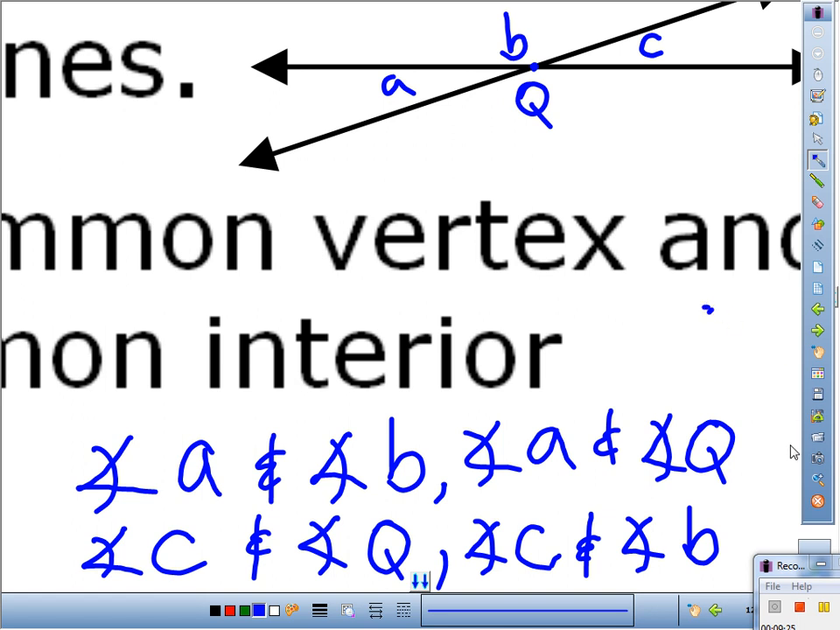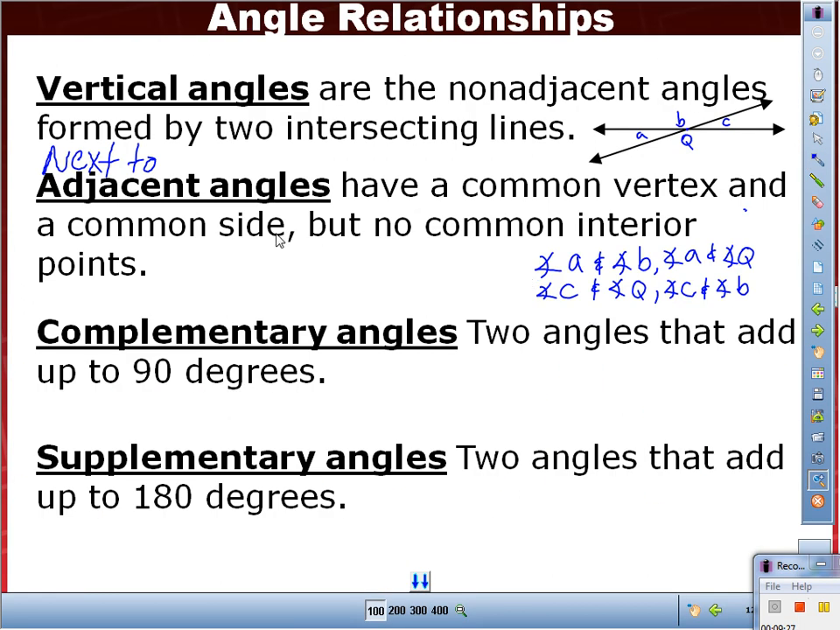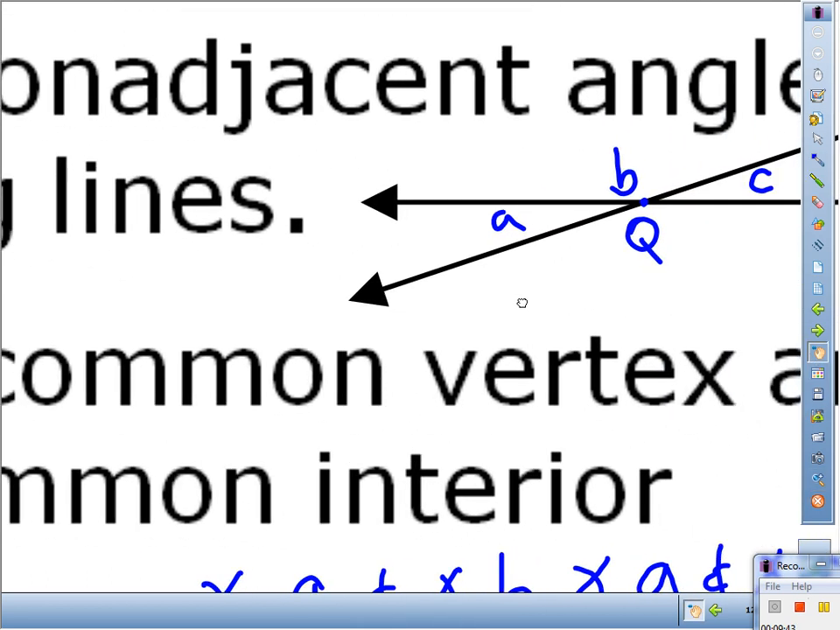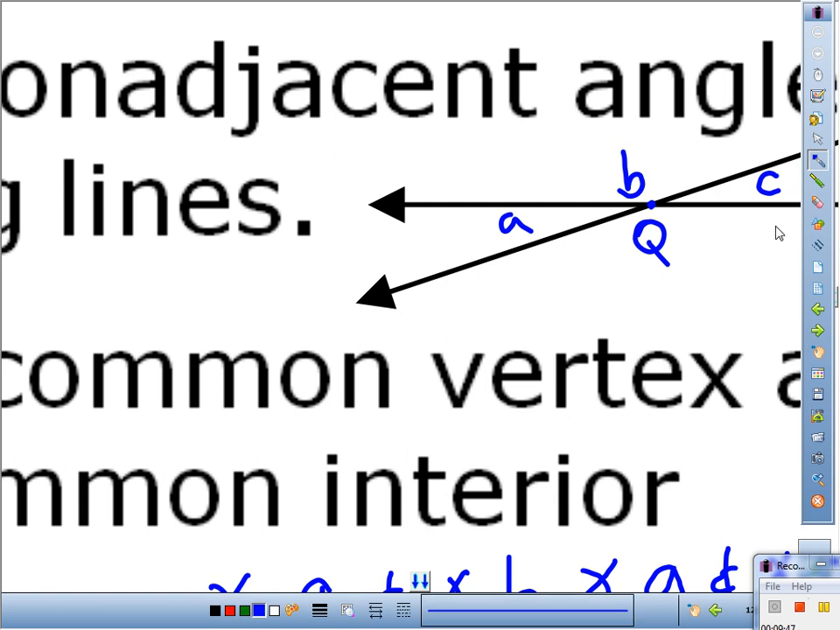Okay. Next. So we're done with adjacent angles. Now I'm going to vertical angles. Vertical angles are non-adjacent. All right, let me zoom in. We know what adjacent angles are. By looking at it, non-adjacent angles are vertical angles. So talk it over with your neighbor, and give them one pair of angles that are vertical. One pair of angles that are vertical.